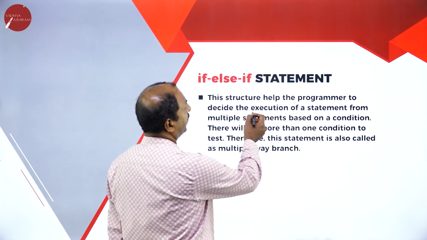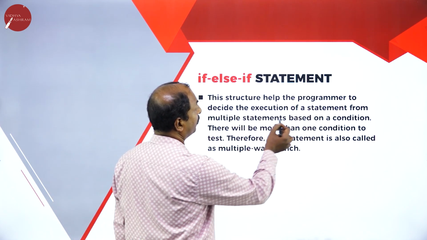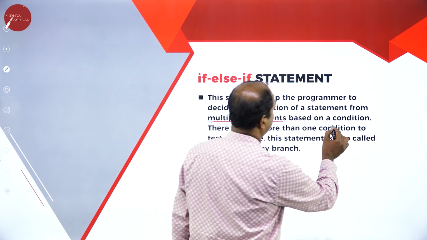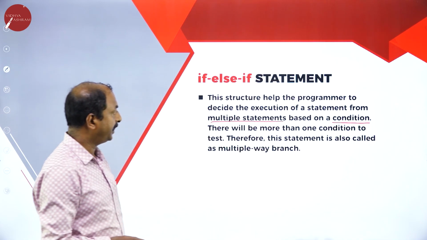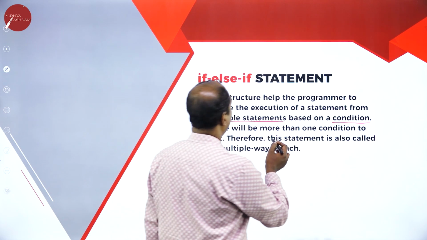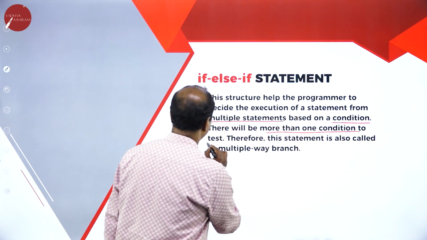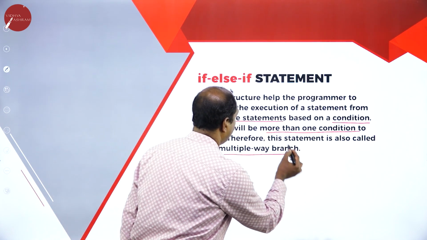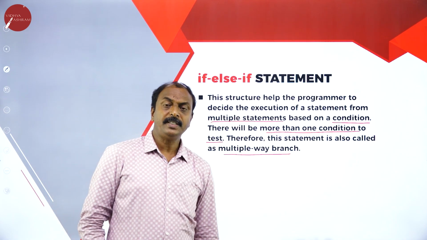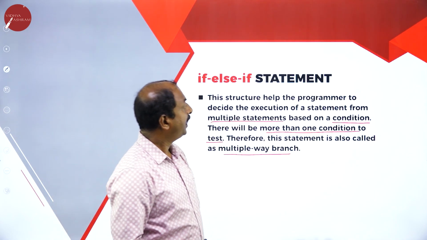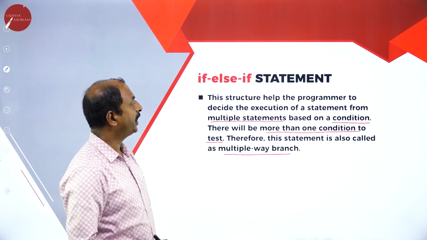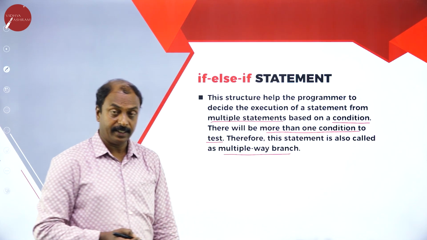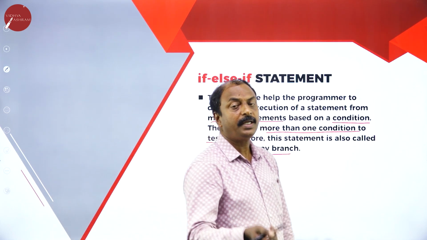This structure helps the program decide the execution of a statement from multiple statements based on a condition. There will be more than one condition to be tested, and therefore this statement is also called a multiple way branch statement. What are if else if statements? Another type of programming construct. When we are using this, we are using a construct where there is more than one condition to be checked or tested.